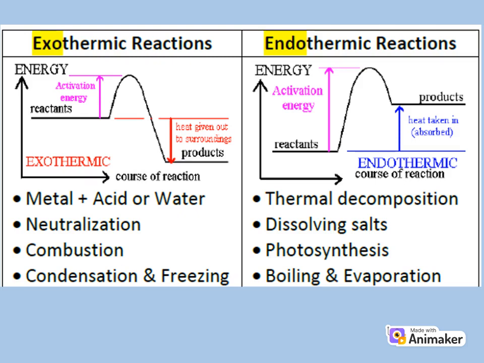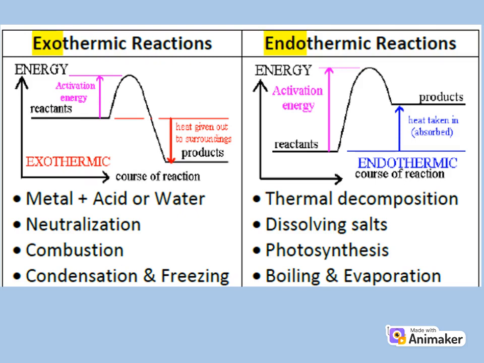On the other hand, energy profile diagram for the endothermic reaction, which is on the right side, indicates that reactants are more stable, require more energy to be broken down, and the products are less stable than reactants, and require less energy to be broken down.